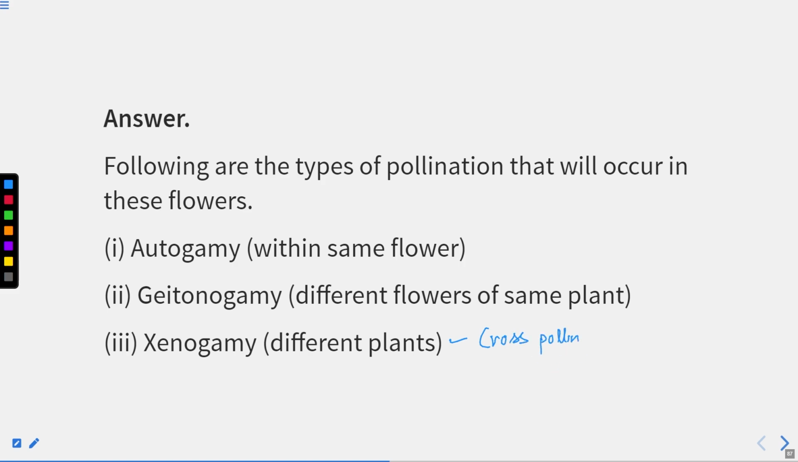What happens here? The pollen from a flower present on one plant is transferred to the stigma of a flower that is present on a different plant. So here you can say two plants are involved, and these plants will be unisexual, or you can say they have unisexual flowers, or they are dioecious. So xenogamy is when the pollen from the anther of a flower on one plant is transferred to the stigma of a flower on a different plant.